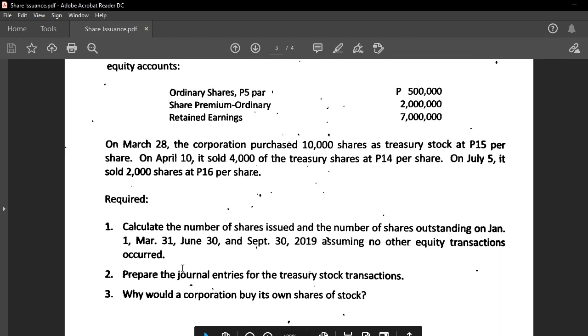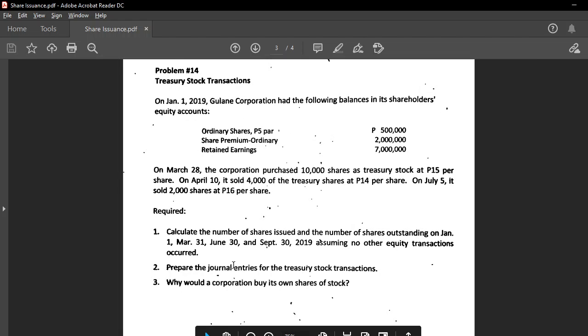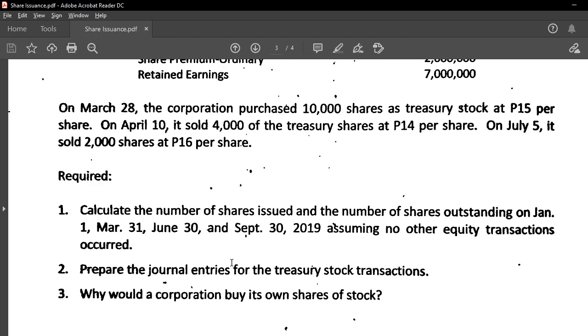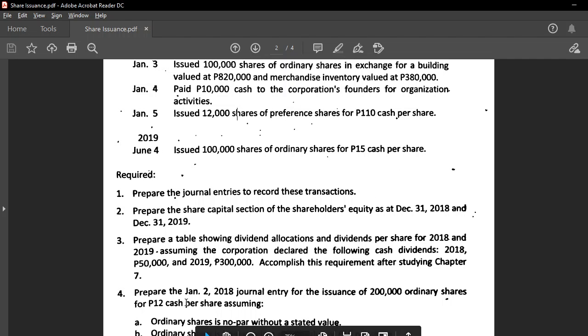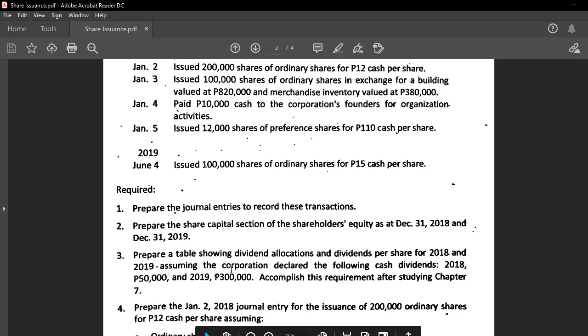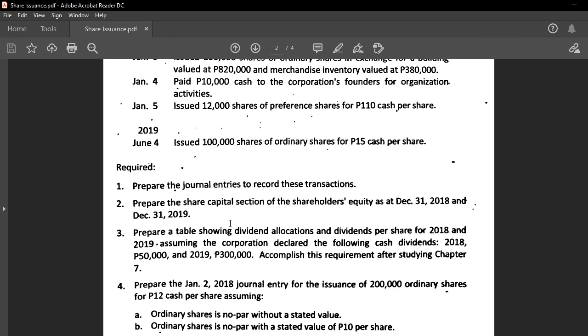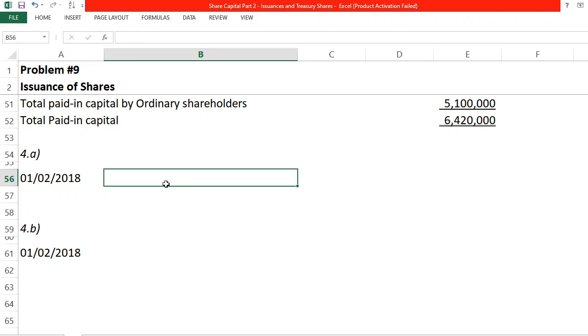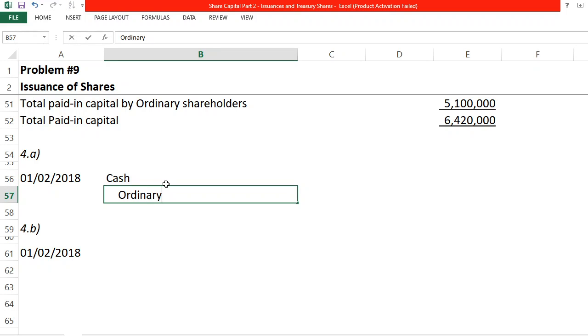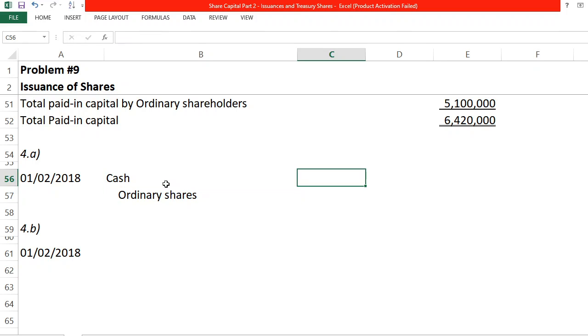Prepare the January 2, 2018 journal entry for the issuance of 200,000 shares for 12 pesos cash per share, assuming, okay, by January 2, this first transaction, that the ordinary shares is no par without a stated value. There is no par and no stated value, therefore everything will go to ordinary shares. So 200,000 times 12.